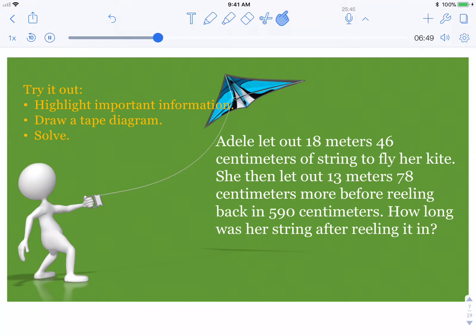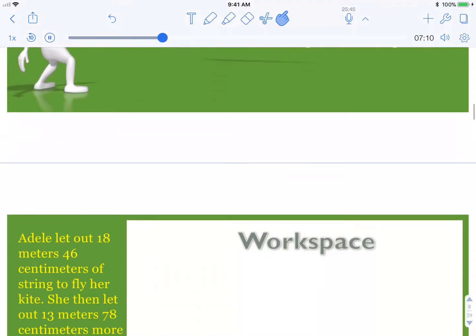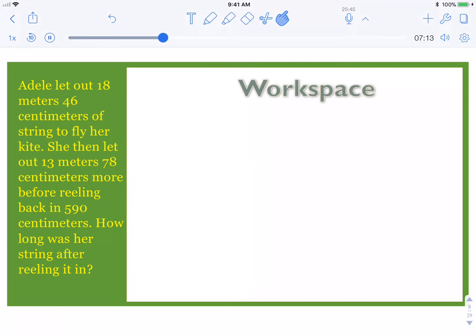Boy, I hope you take the time to definitely highlight the important information. There's a lot of information here, but when you start highlighting, and you think about how your bars are going to look compared to each other, it gets pretty easy. And don't forget the most important, the question. How long was her string after reeling it in? So here's your workspace. Go ahead, pause, highlight all the important information, draw your tape diagrams, and answer your question.